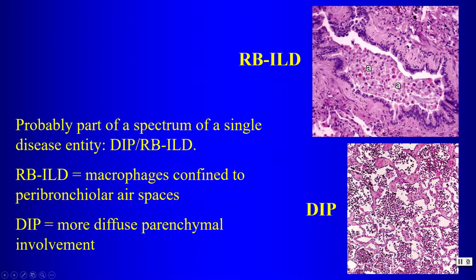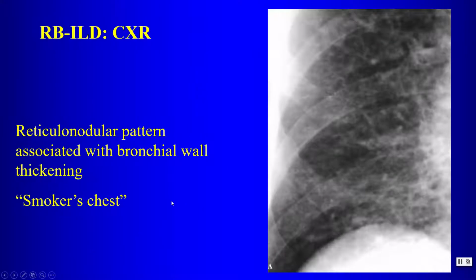So this finding of respiratory bronchiolitis, these macrophages around these small airways, we can see this commonly in smokers. It is only when they are symptomatic that we give them the diagnosis of RBILD, respiratory bronchiolitis associated interstitial lung disease. So the histologic finding of respiratory bronchiolitis we can see quite commonly in smokers, in lung biopsies of smokers.